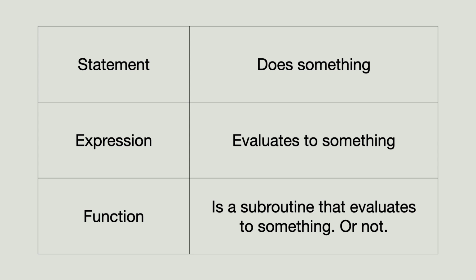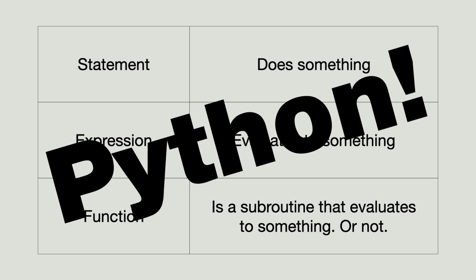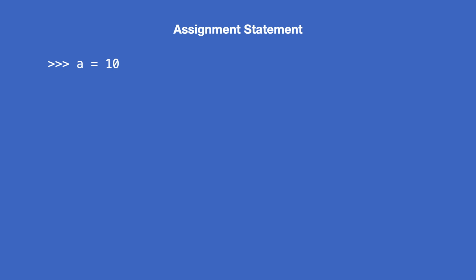In this tutorial, I'm going to show you how things work in Python. Other languages might implement things differently. With that said, let me start with statements. The first statement is an assignment statement. I type a equals 10, and when I press enter, something interesting happens.